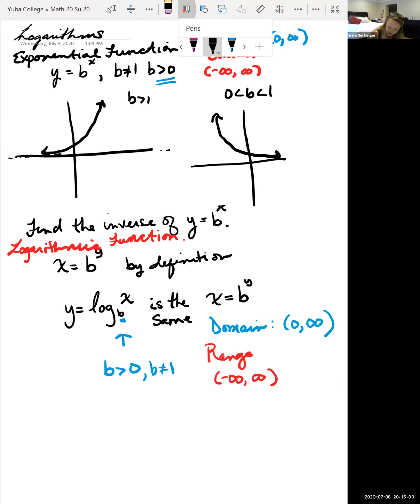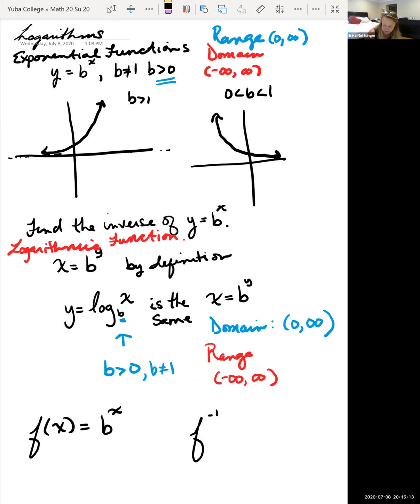So if we have f of x equal to b raised to the x power, then we just found that f inverse of x is equal to log base b of x.